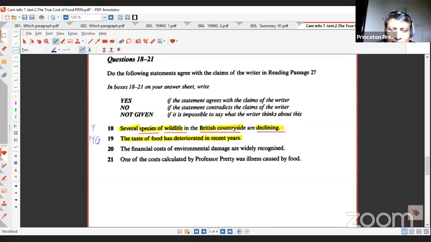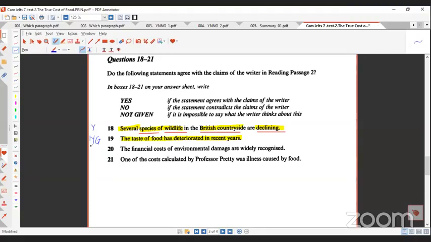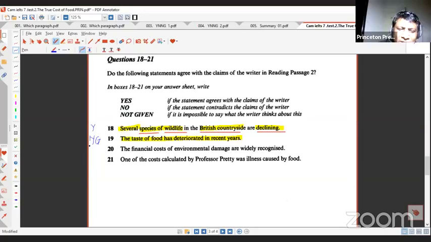The financial costs of environmental damage are widely recognized. Is it recognized? I think nobody knows. Or false. No, maybe not given. This is a very thematic one, that's why maybe this is not given. Okay, let's see. No problem, because we are going to check it out.